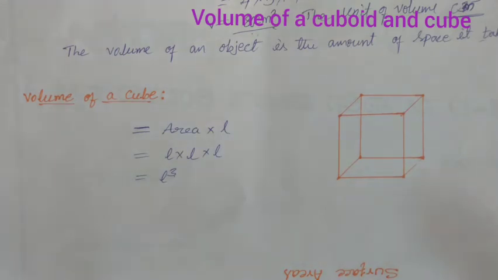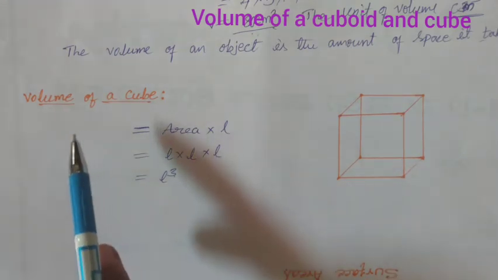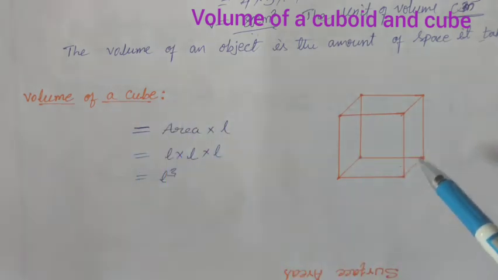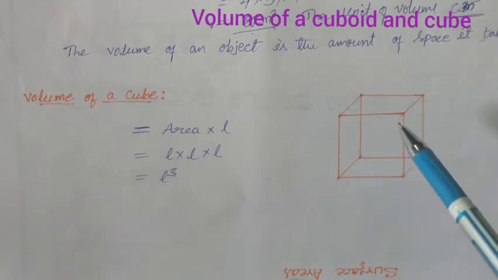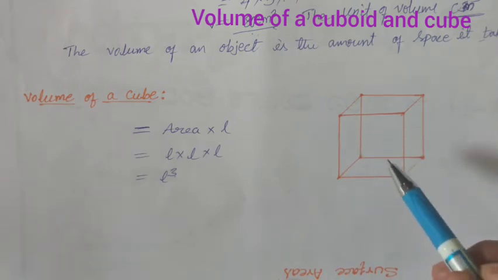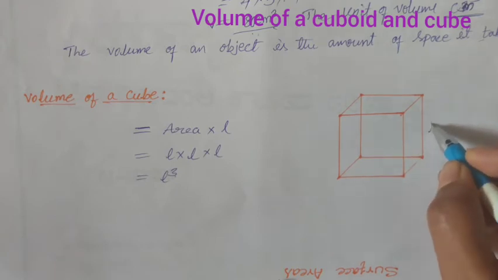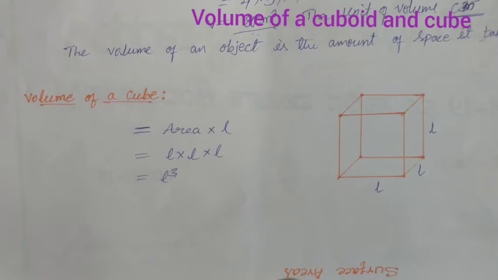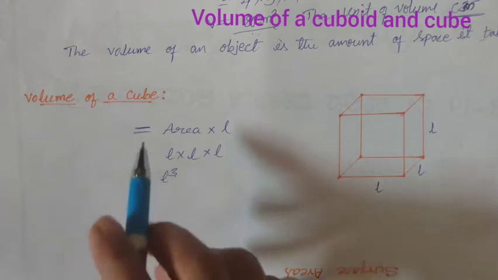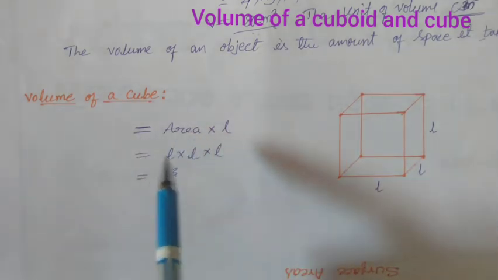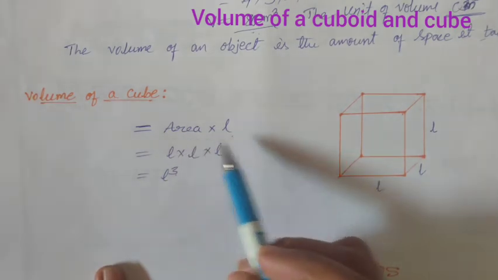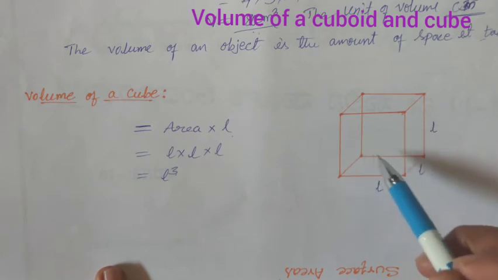Students, now we are going to discuss the formula to find the volume of a cube. As you know, all the sides of a cube have the same length. Suppose the cube has the length L. Length, height and width are all equal in a cube. The volume of a cube is the area multiplied by the length.